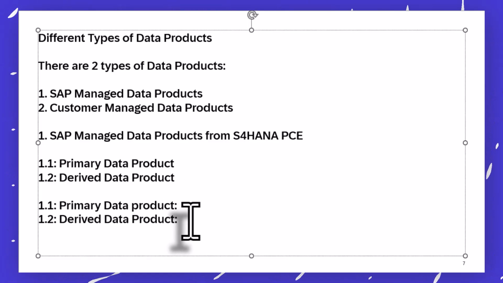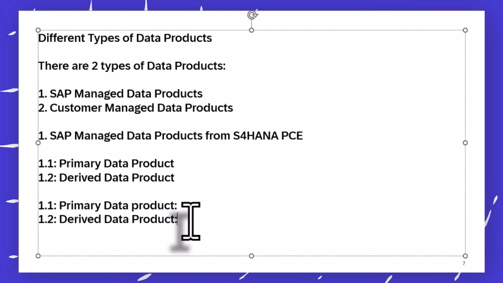And when you create a derived data product, the primary data products can be coming from different LOBs as well. It need not be coming from the same LOB. The sources for the derived data product can be coming from multiple LOBs as well.